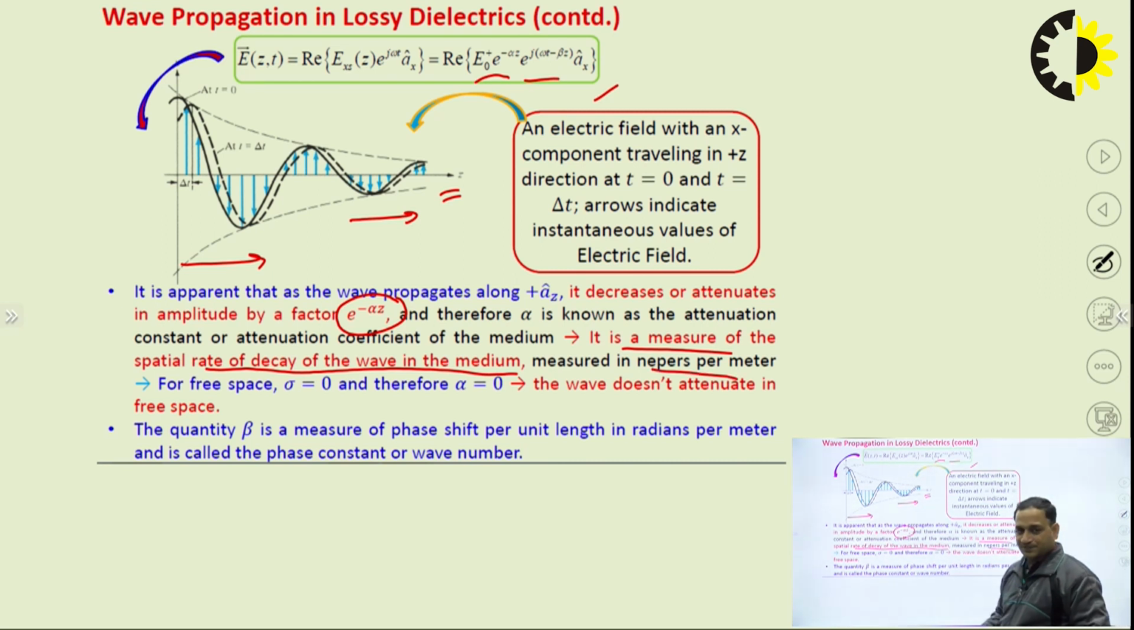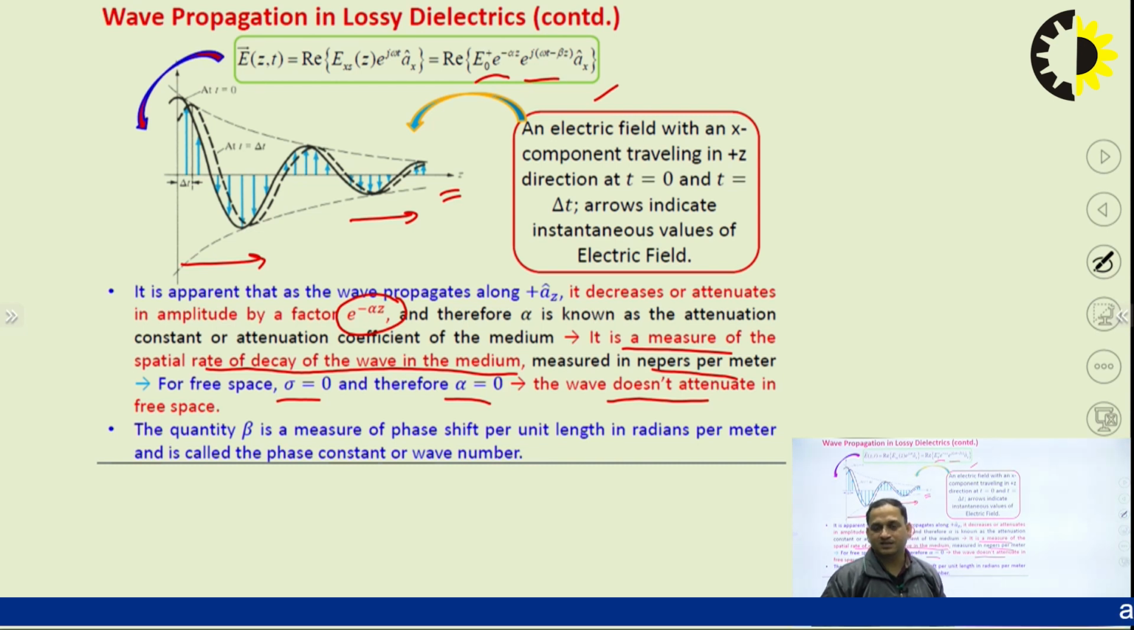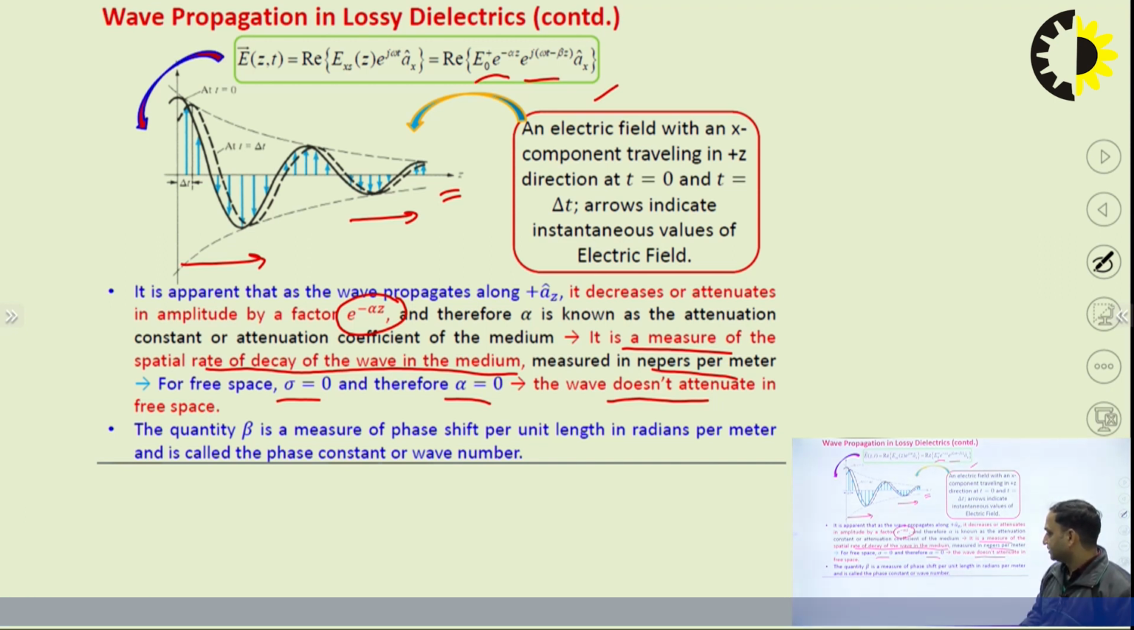For free space, sigma is 0. In that case, attenuation will not be there, so alpha will become 0. The wave does not attenuate in free space. When sigma is 0, there is no conductive medium, it is free space, and no obstacles are introduced, so the wave propagation will happen smoothly.